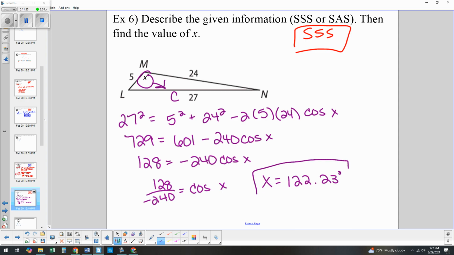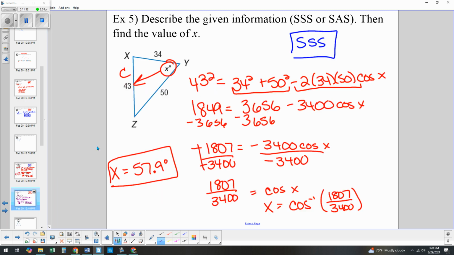So notice this was an obtuse angle. We had a negative here that we did the inverse cosine of, and we got an obtuse angle. When I did the inverse cosine of a positive fraction, I got an acute angle. So there's a difference. All obtuse angles will be starting as a negative in the fraction. All acute angles will be starting as the positive in the fraction.